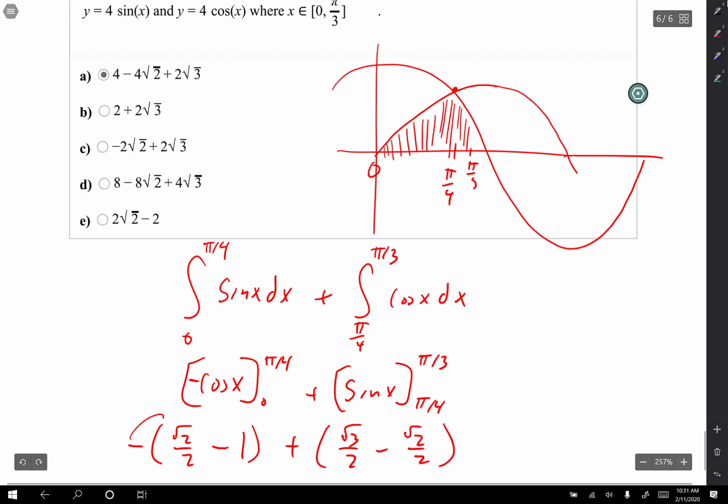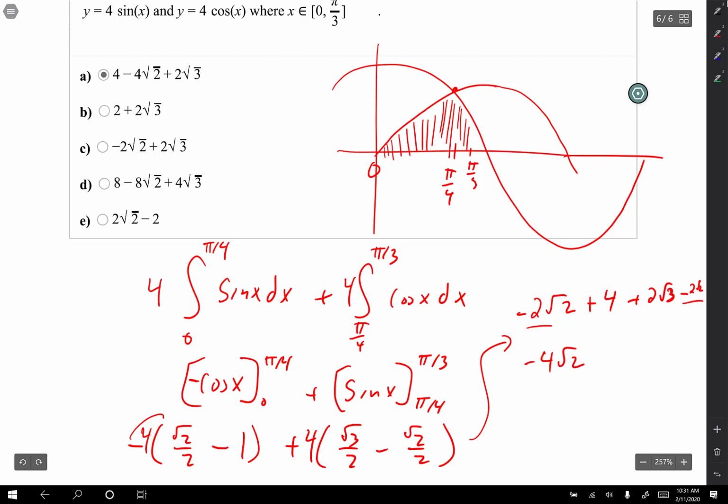Alright, so if I distribute the negative, we're going to have... Oh, remember, there's a 4 in the front and a 4 in the front. So there should have been a 4 here and a 4 there. Sorry about that, guys. So negative 2 square root of 2 plus 4 when I'm distributing that negative there. And then plus 2 square root of 3 minus 2 square root of 2. So these add up to negative 4 square root of 2 plus 4 plus 2 square root of 3.